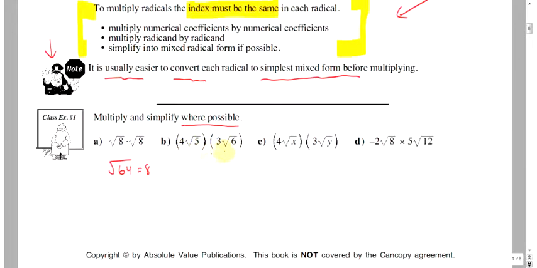How about these? Can I multiply this one? Do I have the same index? Then I can. They're both square root. Okay, how do I do that? 4 times 3 is 12. And root 5 times root 6 is root 30. Is there a perfect square in 30 I can take out? 4? No. 9? No. 16? No. 25? No. How about 36? Can I take a 36 out of a 30? I think we're done. Yeah.